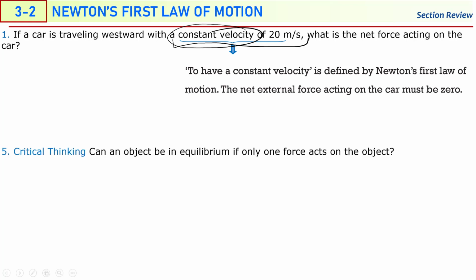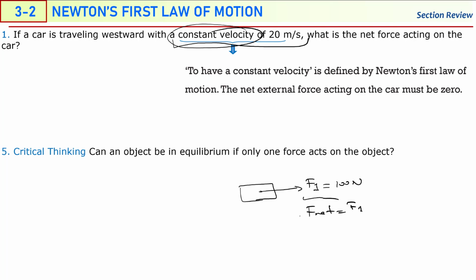Question number 5, which is critical thinking. Can an object be in equilibrium if only one force acts on the object? Assume this is the object, and one force is acting on it, say F1, with some magnitude, say 100 Newton. So if one force acts on the object, this single force becomes equal to the net external force.